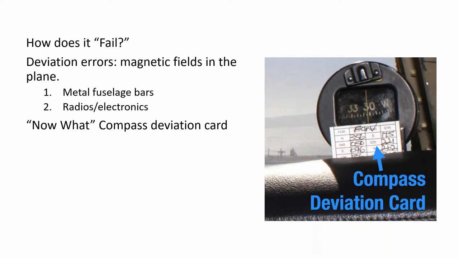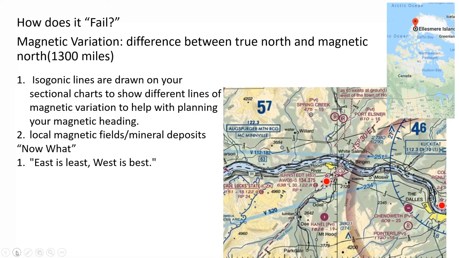Magnetic variation. Again, magnetic north and true north are not in the same place. Magnetic north is currently here in Ellesmere Island, Canada. And true north is sitting, I think, up here in the Atlantic. So if you're in Ohio, you've got a straight shot as far as less correction.